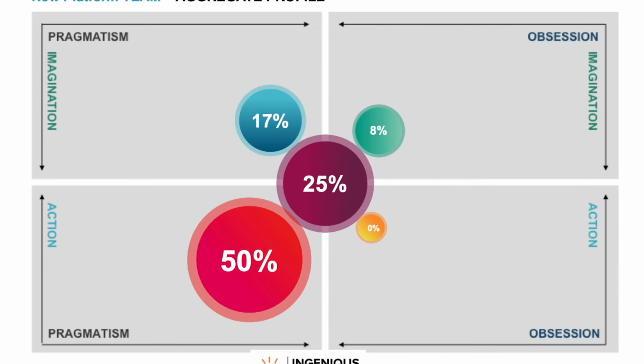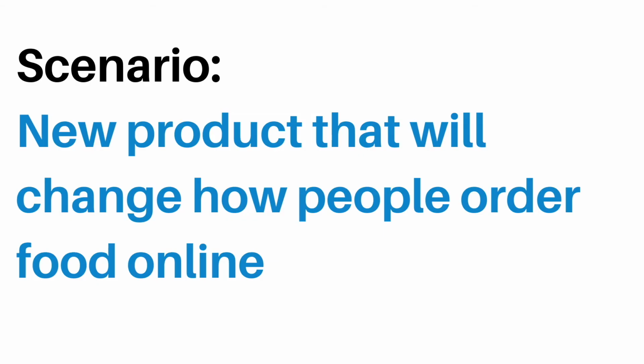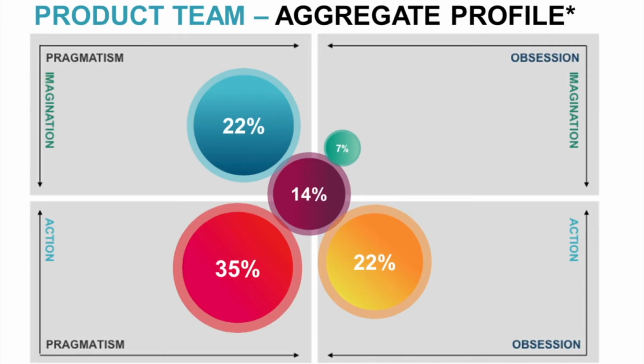This is why, depending on the outcome that you're trying to achieve, it is extremely important to know how to align people based on that. Scenario number 2. This is a product team that is building a new product into the market and trying to differentiate themselves as a company. So here is the aggregate profile of every team member on this product team for their natural inclinations.